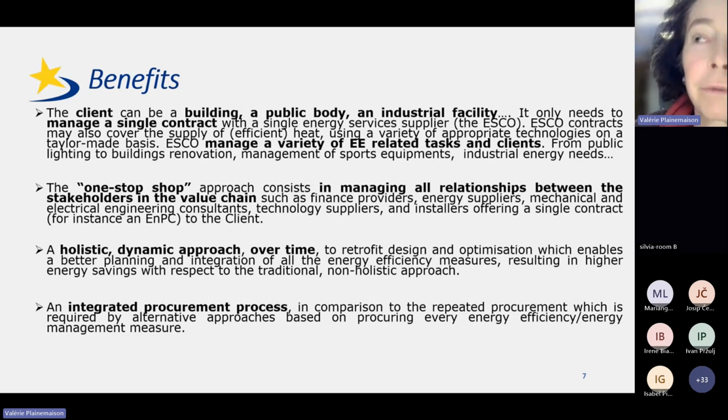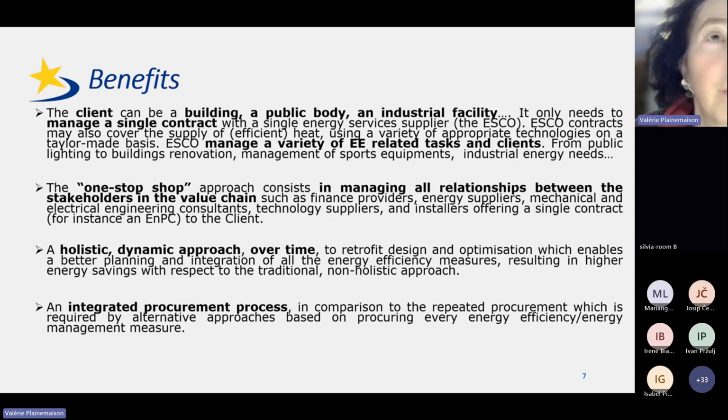If the energy performance contract covers also the renovation action made, as far as the construction is concerned, by the relevant professionals, at least it's covered by one contract and one contractor, which makes the life of the clients easier to some extent, and legally more certain. So this is the idea of the one-stop shop.